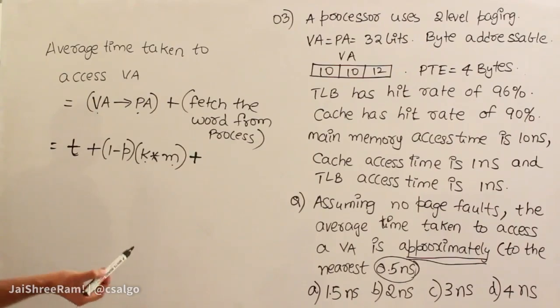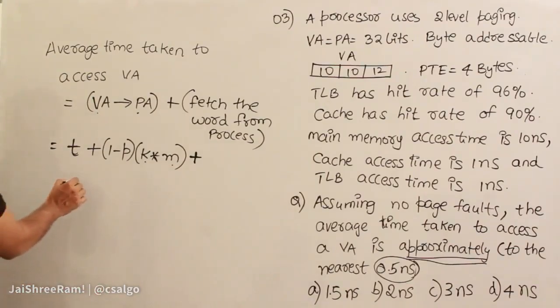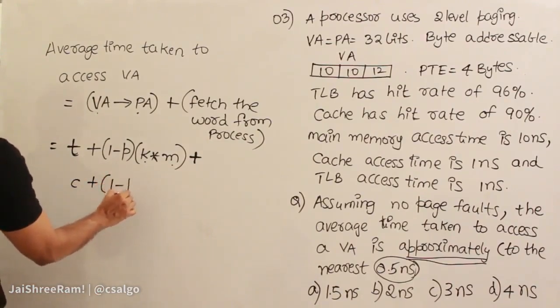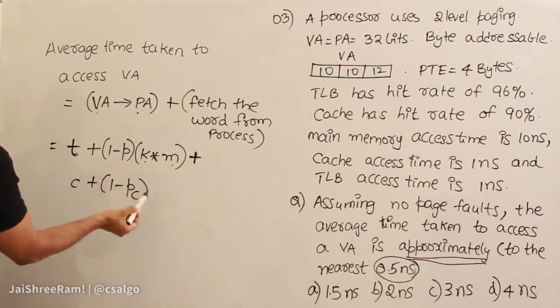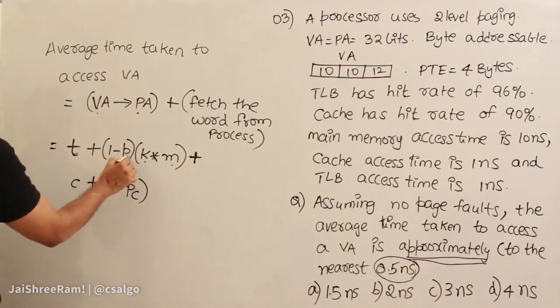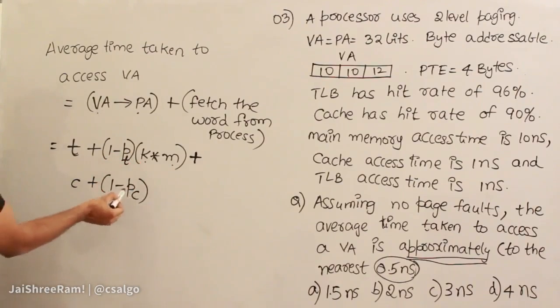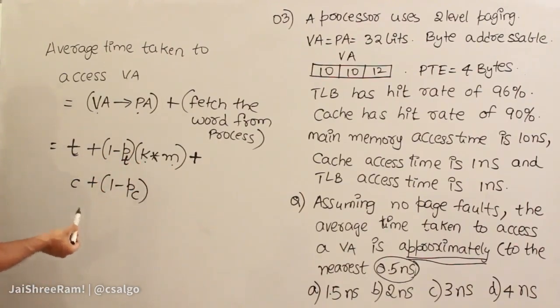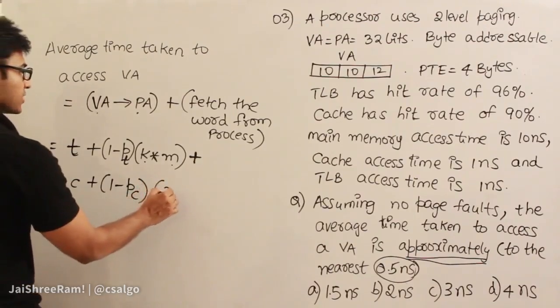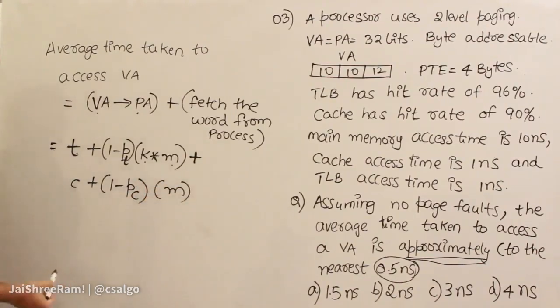We are going to search in the cache. Let us say C is the time taken to search in the cache. In case it is not present in the cache, which means it is missing the cache, let us say PC is the hit rate of the cache and PT is the hit rate of the TLB. Then 1 minus PC is the miss rate of the cache. In case it is not present in the cache, then I am going to go and search it from the main memory. Got it? So this is the total time required.